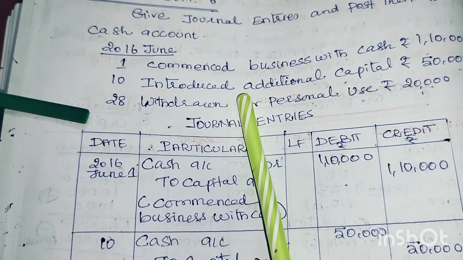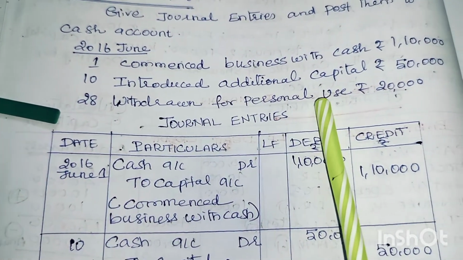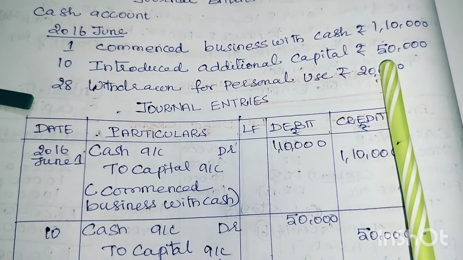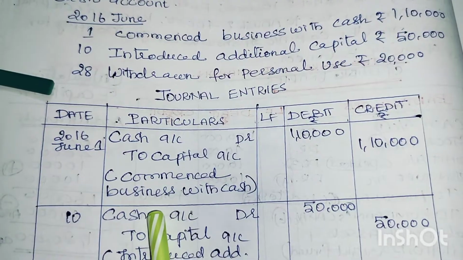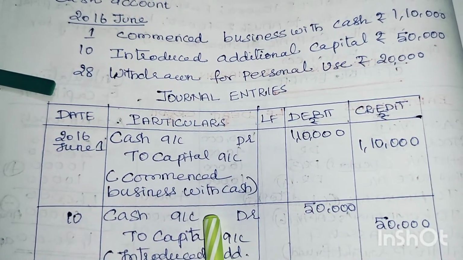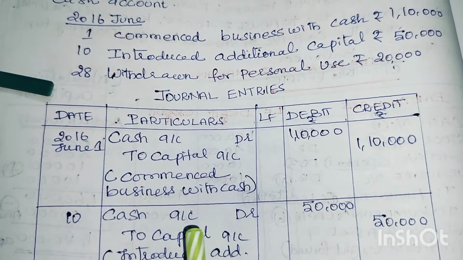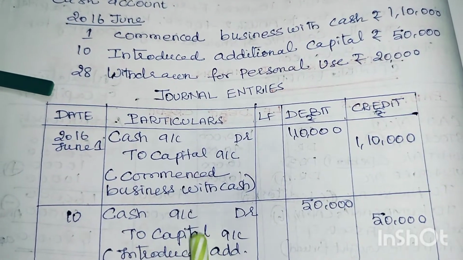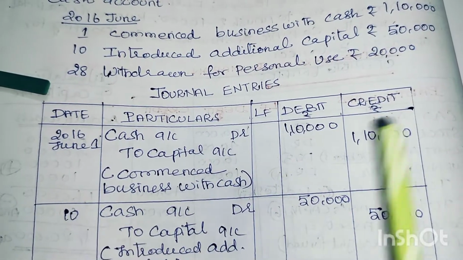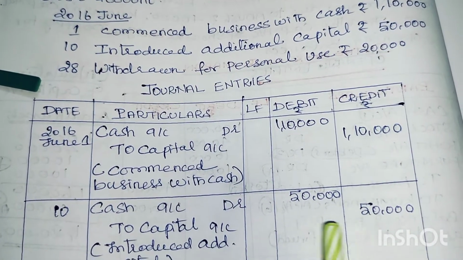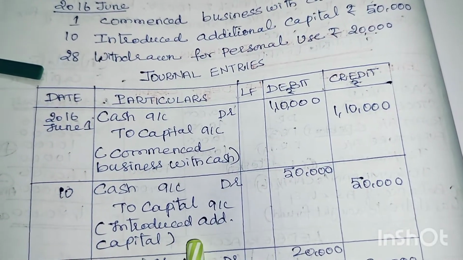The next transaction is June 10 introduced additional capital rupees 50,000. So here also cash comes into your business, cash account increases, we debited the cash account rupees 50,000. Then capital account increases, we credited the capital account. So what is the journal entry? Cash account debtor 50,000 to capital account 50,000 dated on 10. The narration is introduced additional capital.